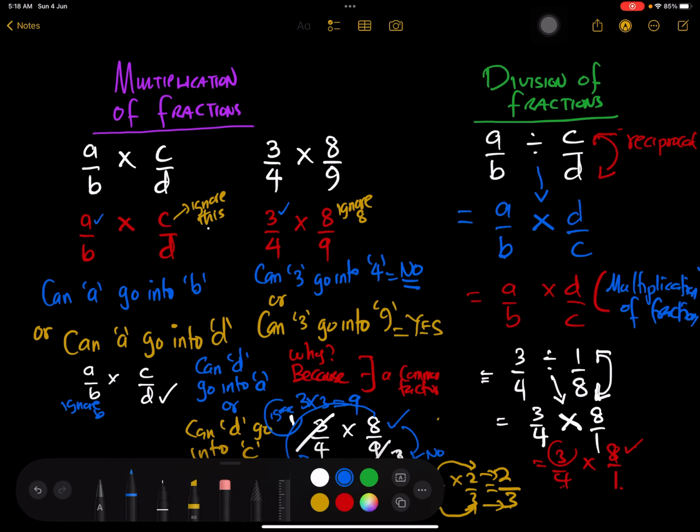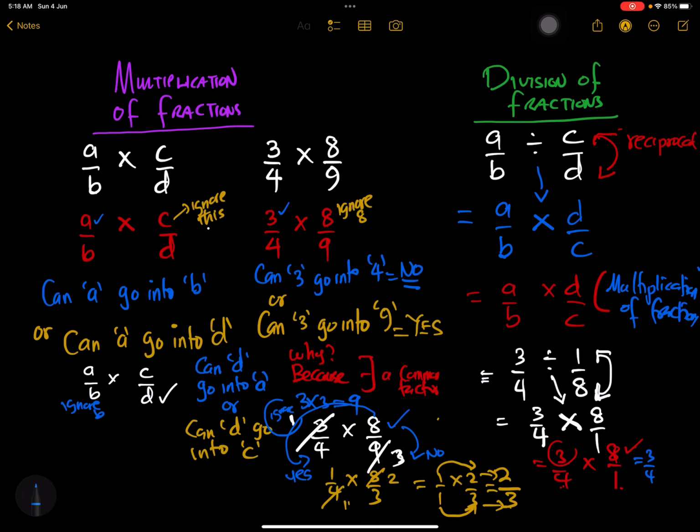So we're going to have 3 over 4 multiplied by 8 over 1. 4 goes here 1 and 8 goes here 2. The moment you do that, we are done. We're going to get 3 times 2 over 1 times 1, and that gives us 6 over 1. And the answer is 6. I hope this helps.